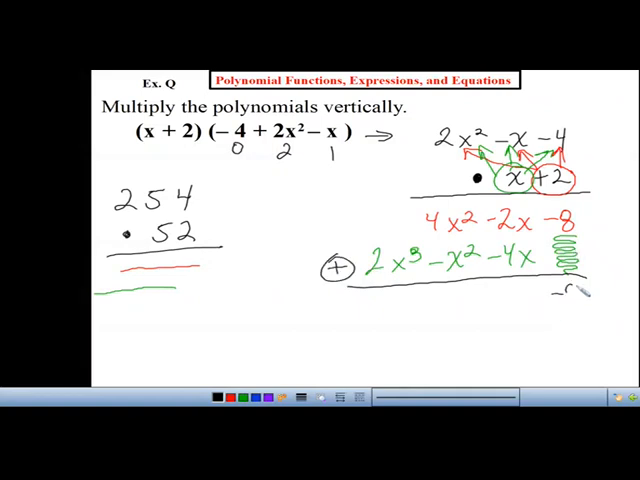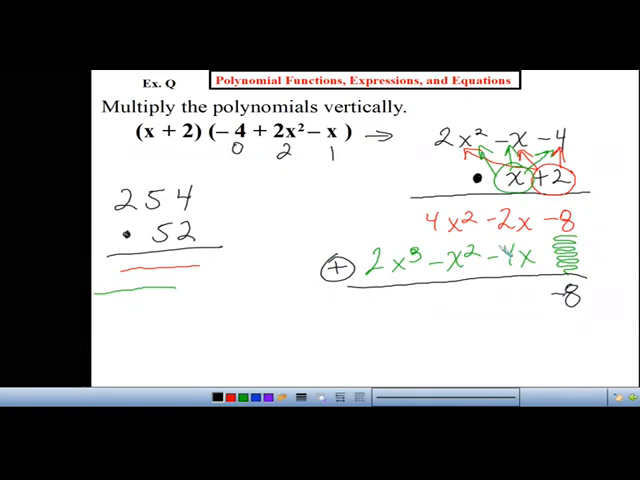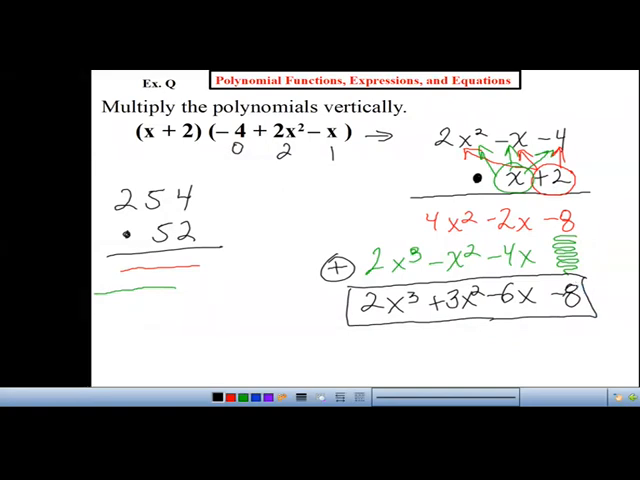Here we go. Bring down the negative 8 because there's no other constant. Combine these. That's negative 6x. Combine these. 4x squared minus 1x squared. That's positive 3x squared. Then you just bring down the 2x cubed. And we're done. Copy that, please. And then I'll give you one for you to practice by yourself. Go. All right, here we go. I'm going to give you another one for you to do by yourself. Let's see how you do.